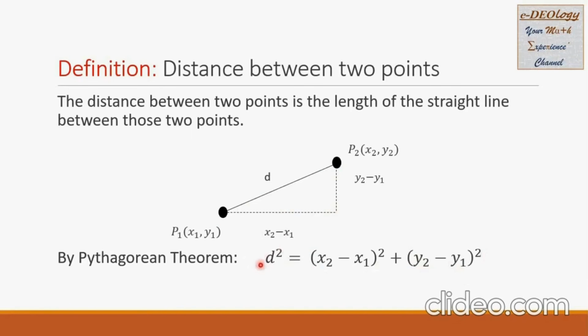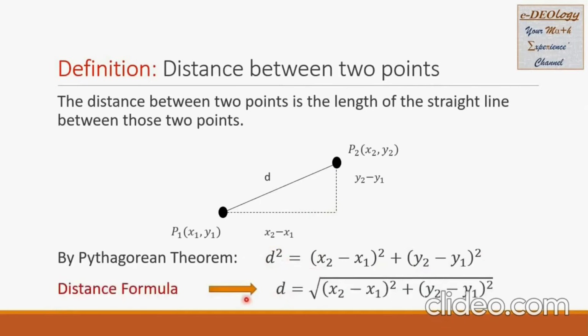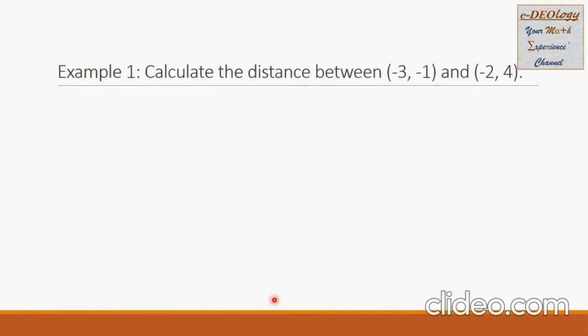And to make this D without the square, we will take the square root of both sides. And this is now what we call the distance formula between 2 points. Let us have example 1. Calculate the distance between the points (-3, -1) and (-2, 4).